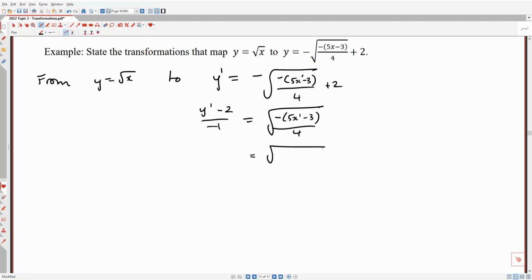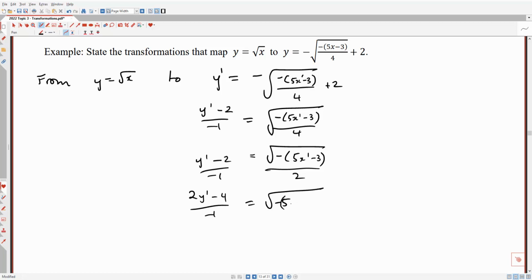So what I'm going to get is the square root of (-5x - 3) over 2 equals (y - 2)/-1. Then I'm going to multiply by this 2 here, so I'm only left with a numerator. I didn't have to do this move. You would have got a different set of transformations if you'd left it like that and paired them up straight away, but I've decided to do it this way. So I've got (2y - 4)/-1 = root(-5x - 3).